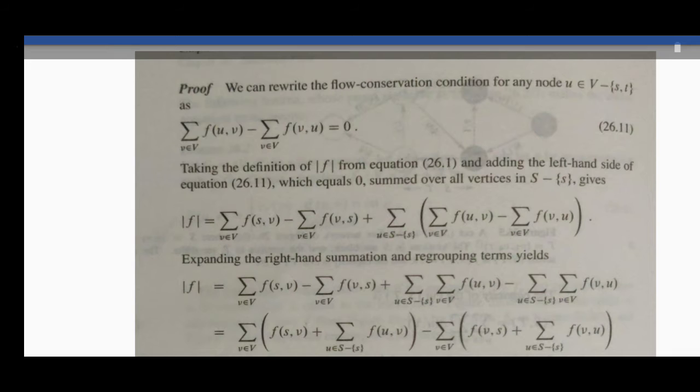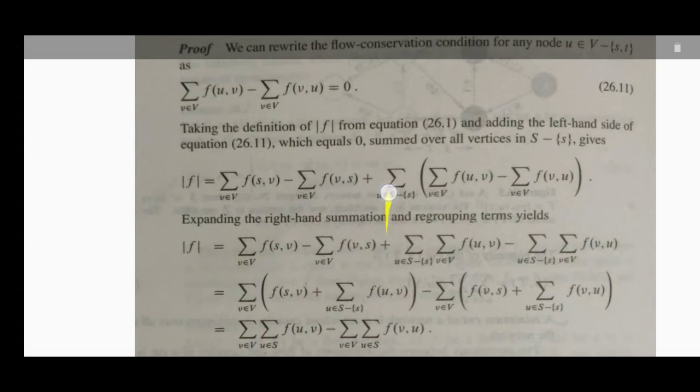Now, regrouping these terms, summation of V belonging to V, f of SV plus summation of U belonging to V minus S, f of uv, the same, then again summation V belonging to capital V, f of Vs plus summation of U belonging to V minus S, f of Vu. Now, if you notice this, these two terms together are nothing but uv, because that S is the only term that is missing out in the second summation.